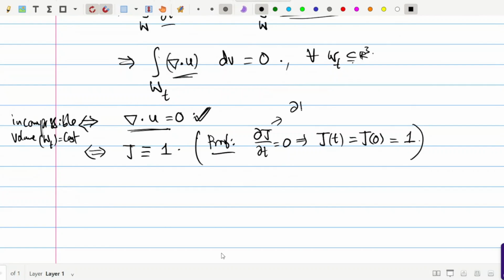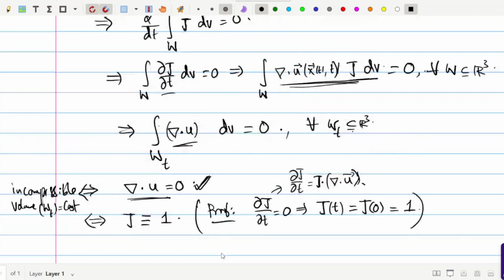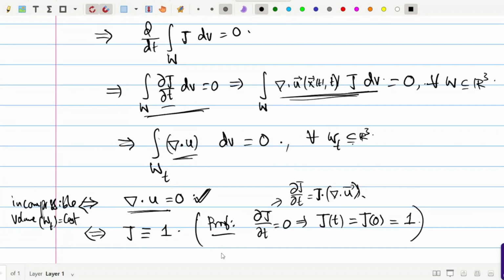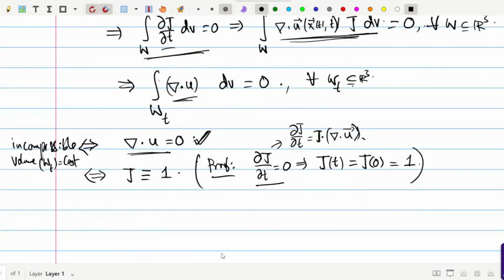Since ∂J/∂t equals J times the divergence, that is ∇·u, so J times ∇·u equals 0. This is true for every W, so that means ∂J/∂t equals 0. That implies J_t equals J_0. J_0 is 1, so finally J is identically equal to 1. Did you get it?